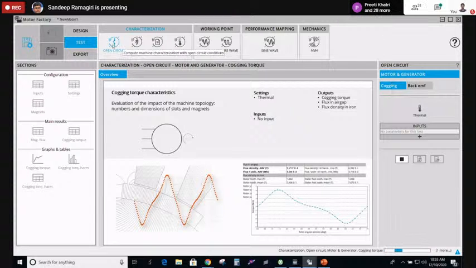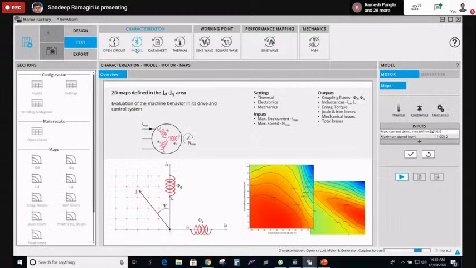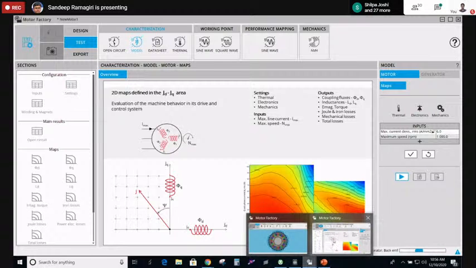Similarly, I can explain other things. We have other characterization setups where we need to do the settings for thermal, electronics, and mechanics. The results we can expect from this particular test are the fluxes and inductances, and also the mechanical losses and total losses. Similarly, you have all the other tests. I would like to open the solved model and explain what results we get, so that it will be clear. So I will try to open the solved model.